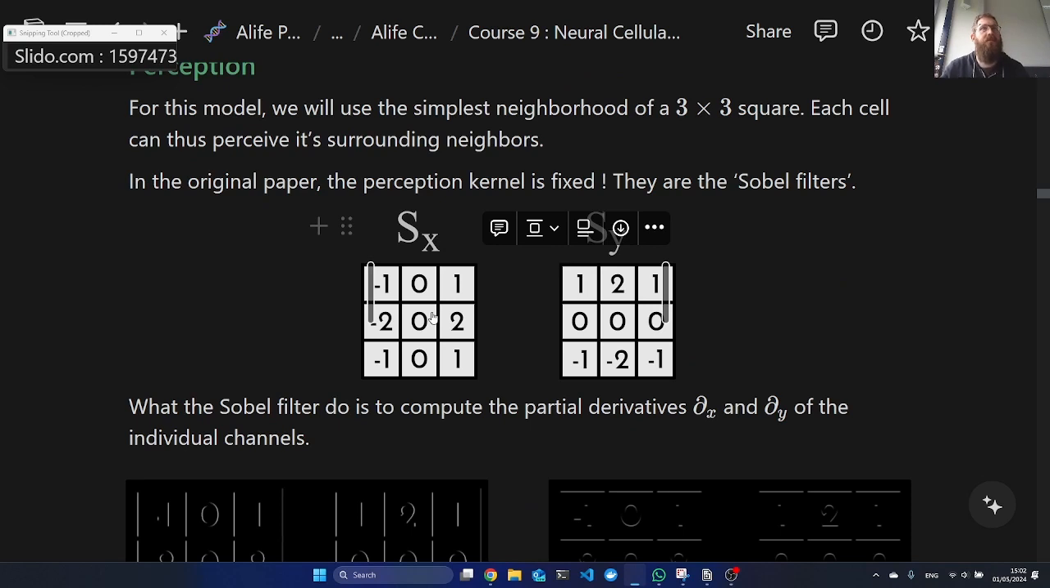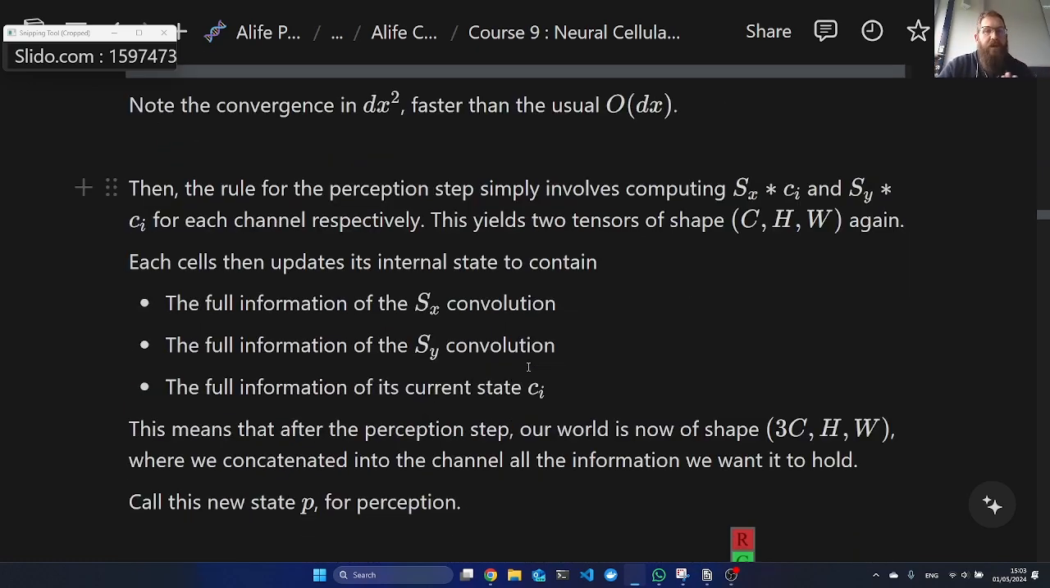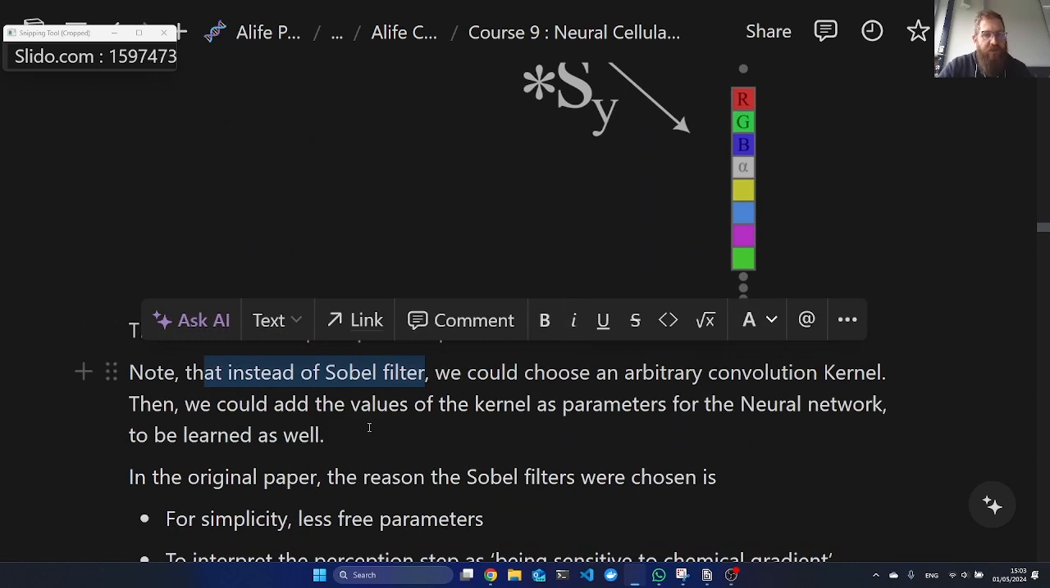Okay, we could set the values of this kernel to be parameters of the model that it has to learn as well. So in that case, the model would have to learn to also perceive in an efficient manner. But here we leave the Sobel filters as is.